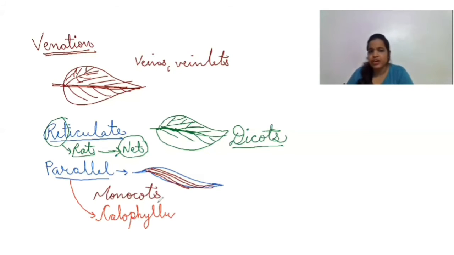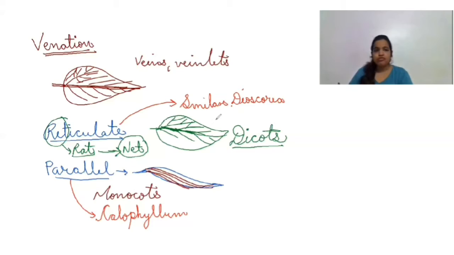Then coming to the exception of parallel venation, there are some monocots which do not have parallel venation. They have got the reticulate venation. So exceptions of monocots with reticulate venation are Smilax. Another one is Dioscorea. Okay, so these are the exceptions which you need to remember for the venation.